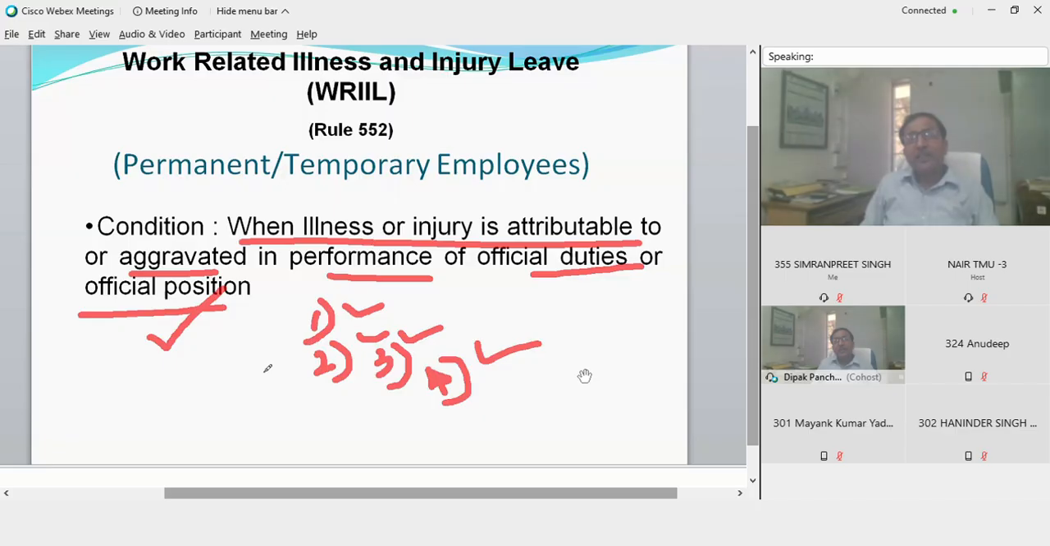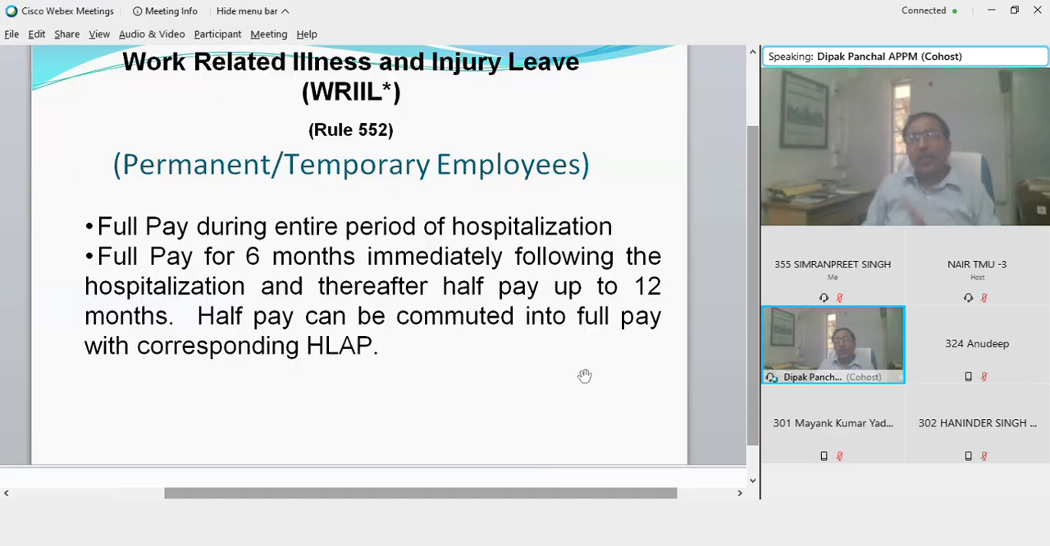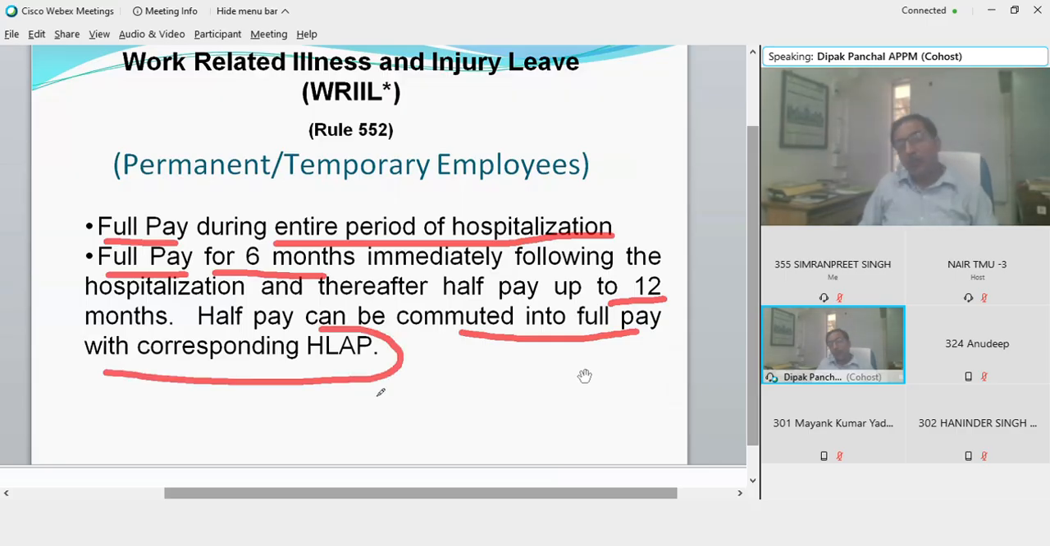Earlier, hospital leave and the disability leave were limited to 6 months only. But in this provision, for the entire period of hospitalization, the employee gets full pay. Not only that, after the discharge from the hospital, again up to 6 months, the employee gets full pay. And thereafter, up to 12 months, the employee is entitled to half pay. That too can be commuted into full pay by offering the HLAP at a credit. So these are the major changes which have taken place last year.